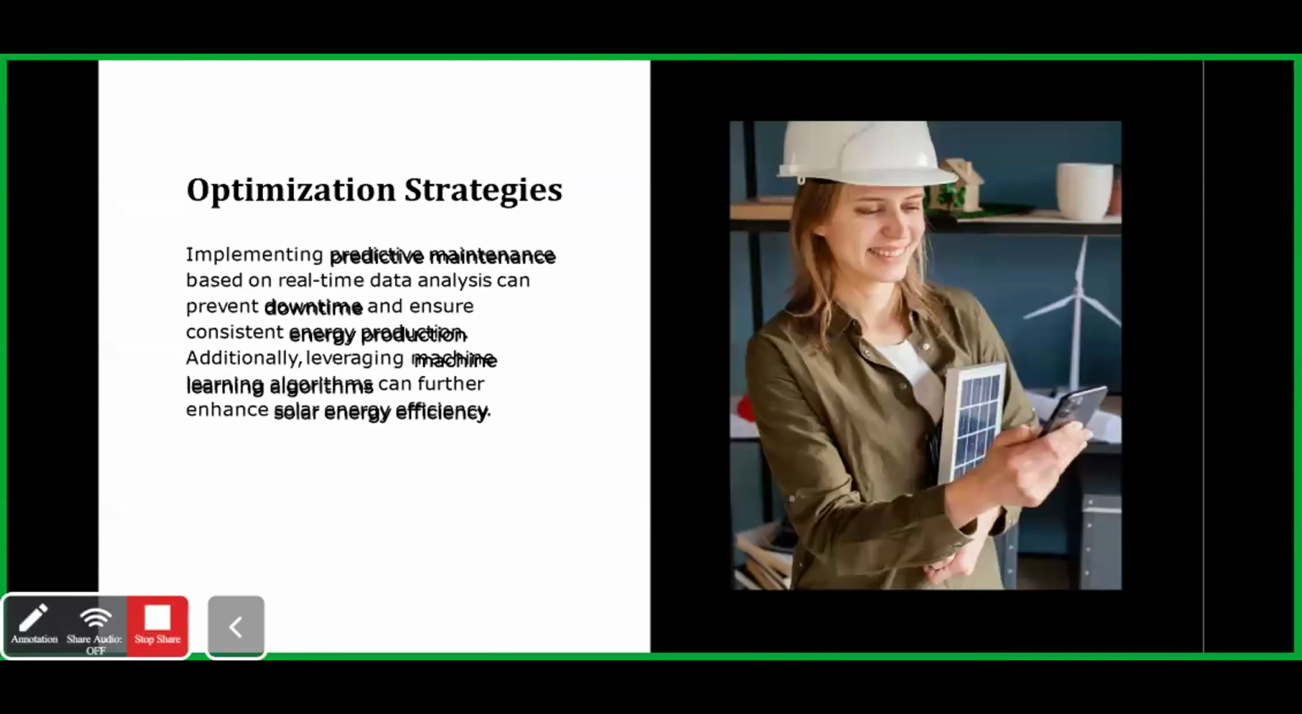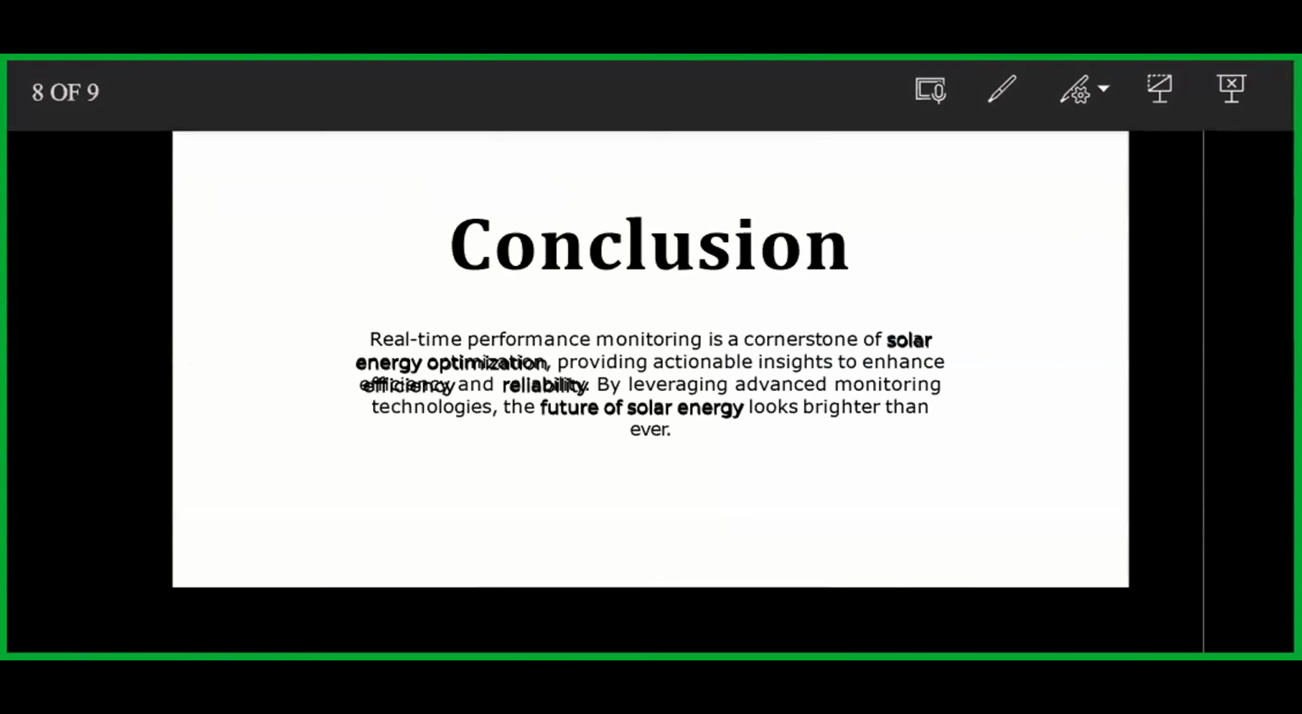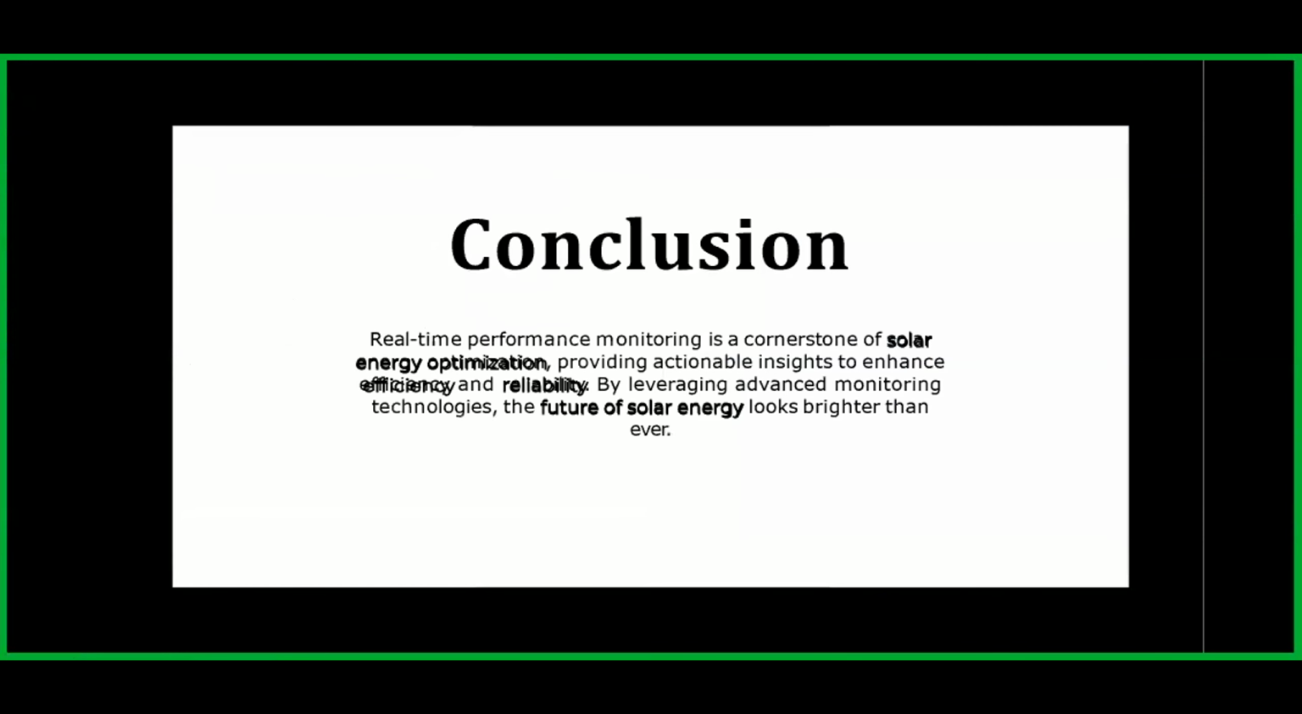Optimizing strategies. Economic benefit. Real-time monitoring not only improves solar panel efficiency but also reduces operational cost by minimizing downtime and extending panel lifespan. The long-term economic benefits make real-time monitoring a valuable investment.